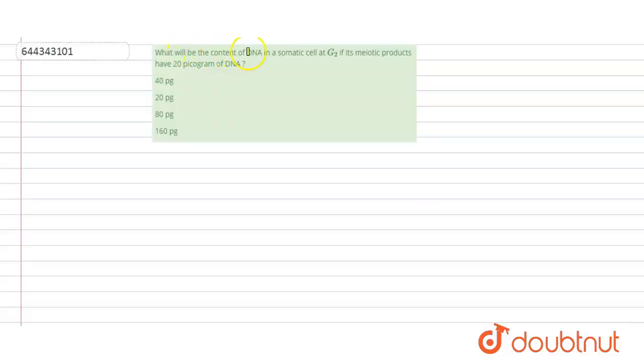Hello students, have a look at the question. The question is, what will be the content of DNA in a somatic cell at G2 if its meiotic products have 20 picogram of DNA? Options given are 40 picogram, 20 picogram, 80 picogram, 160 picogram. In the question they have given us the meiotic product to have 20 picogram of DNA.